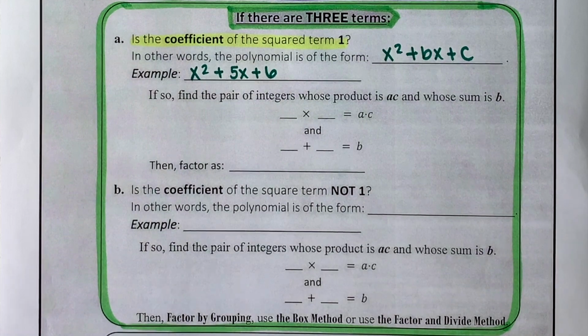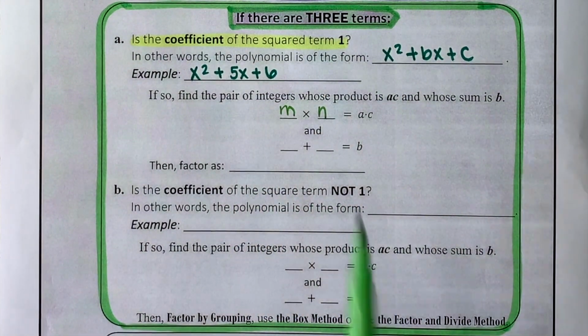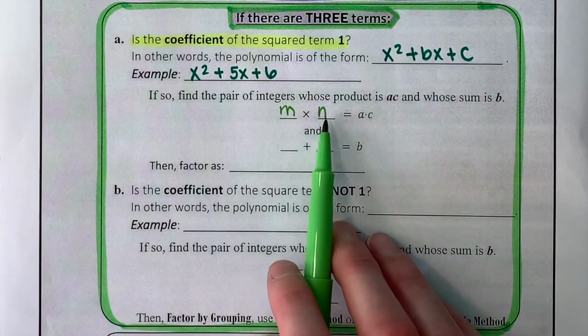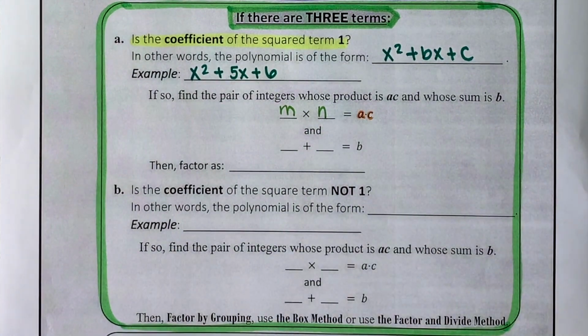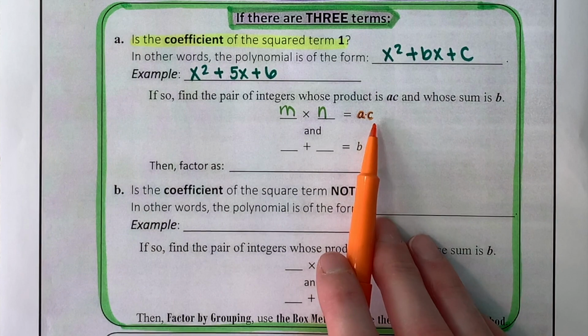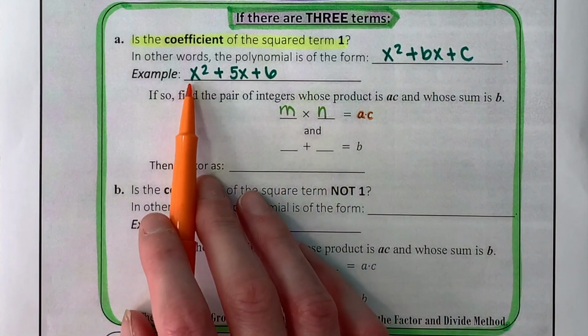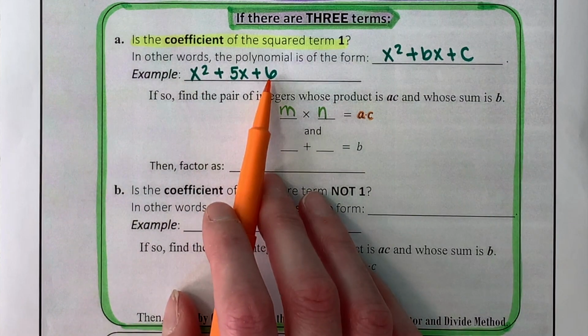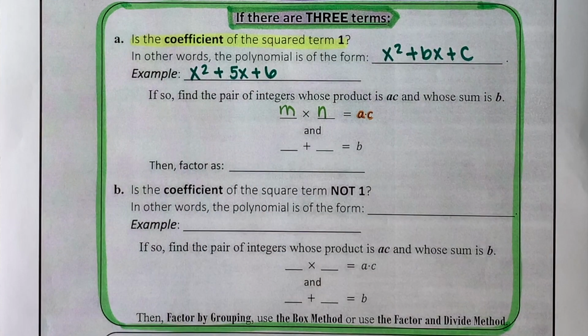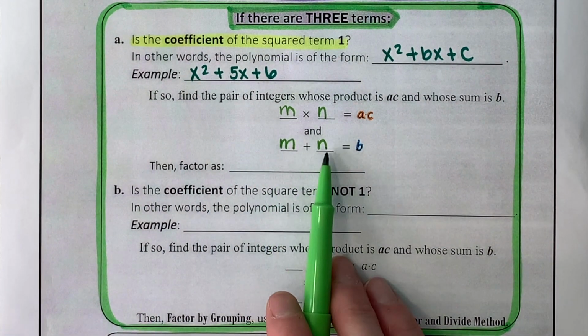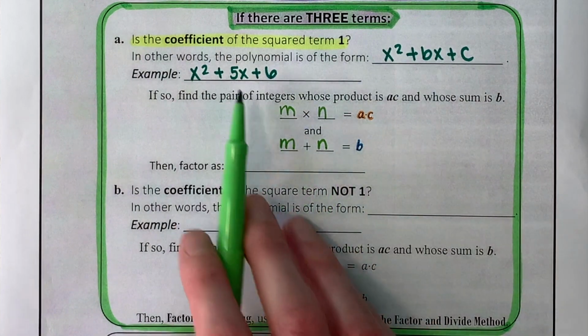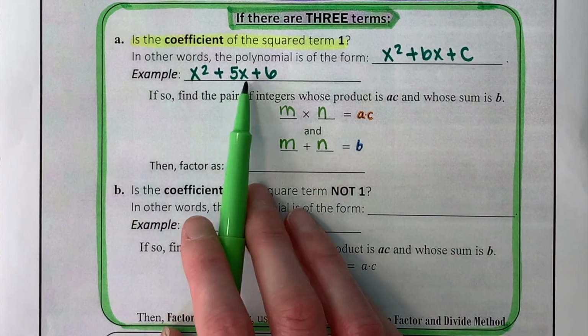If that's the case, we need to find a pair of numbers. In general, we'll call those numbers m and n. M times n must multiply to give us the product of a times c, where a is the coefficient of the squared term, which is an implied 1, and c is the constant. And those same 2 numbers must add to give us b, where b is the coefficient of the x term.